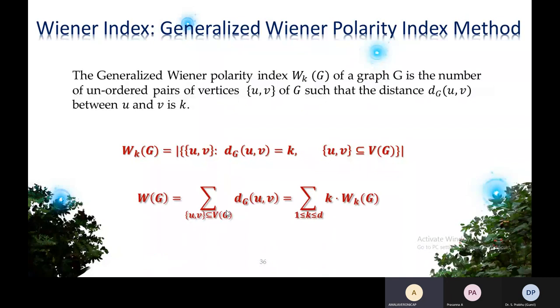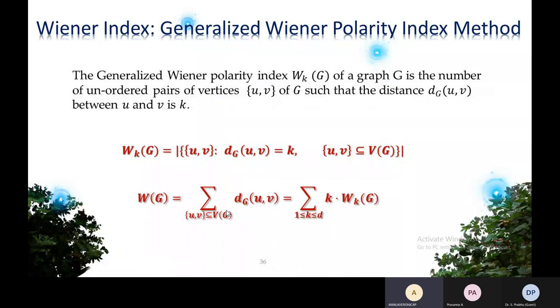Now, the Wiener index of G is the sum of the distance between U and V, taken over every pair of vertices, right? In that case, the same Wiener index can be computed as the sum of K into WK of G. What is WK of G? It gives you the number of ordered pairs at distance K. So when I take all pairs, find the distance and sum them, that is the earlier method.